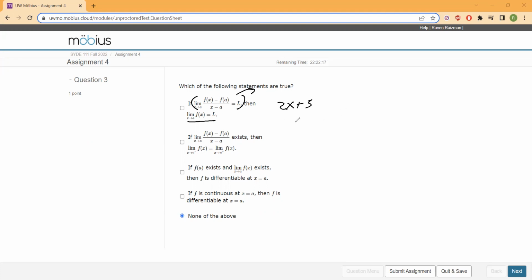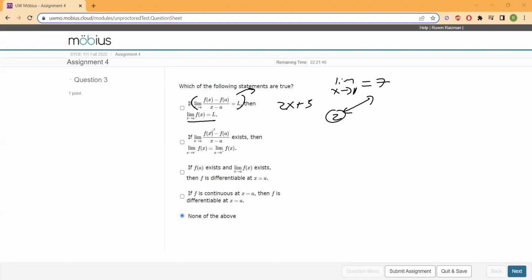So then, as x approaches 1, our limit as x approaches 1 is going to be equal to 7. But if we take the derivative of 2x plus 5, the derivative is equal to 2. So there you go. They're different, but both exist. So that's why this isn't true.